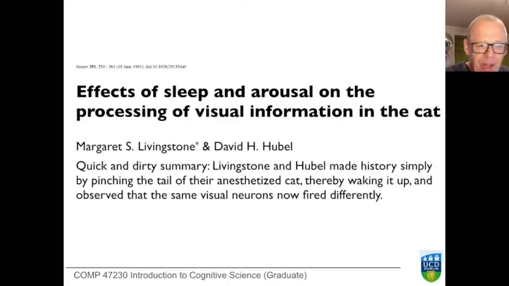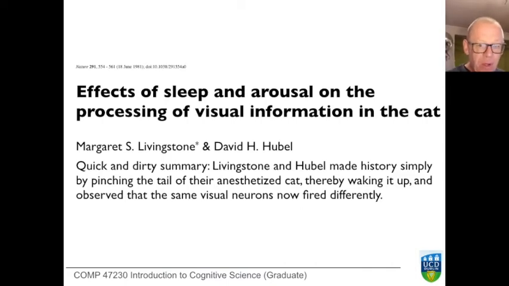Interestingly, in 1981, David Hubel and Margaret Livingston produced a paper that really should cause us to relativize the original findings. The paper was called The Effects of Sleep and Arousal on the Processing of Visual Information in the Cat, so we haven't left that framework at all. But what they found was that it was now possible to remove the strong constraint of anesthetization. Technology for single neuron recordings was getting better. Titanium electrodes were changing the field.